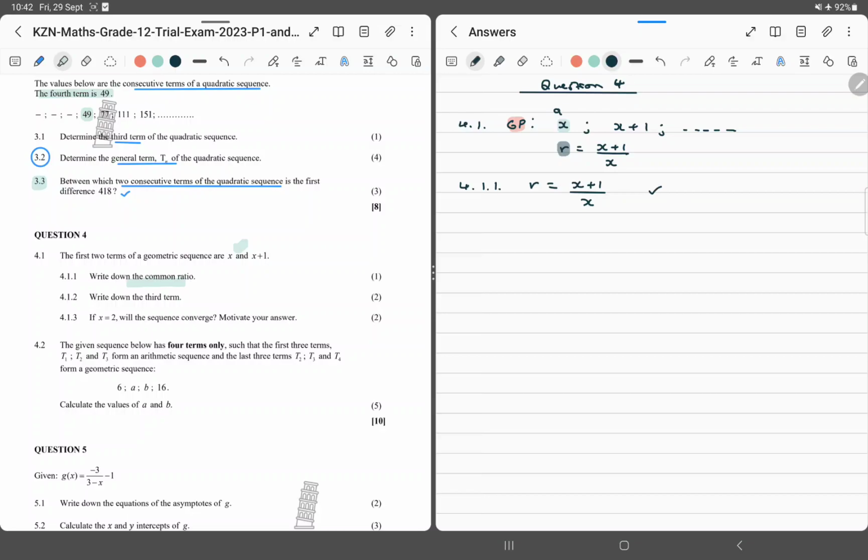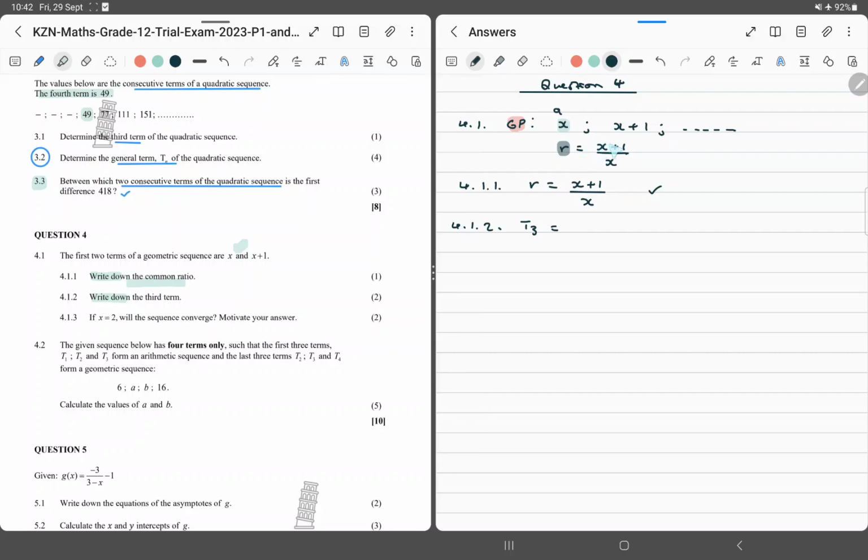So you get your mark. So can you see you've done the work before it was even asked? So you don't need to be invited to do basic things. Write down the third term. It says write down. Can you see? It says write down, so just write it, okay?